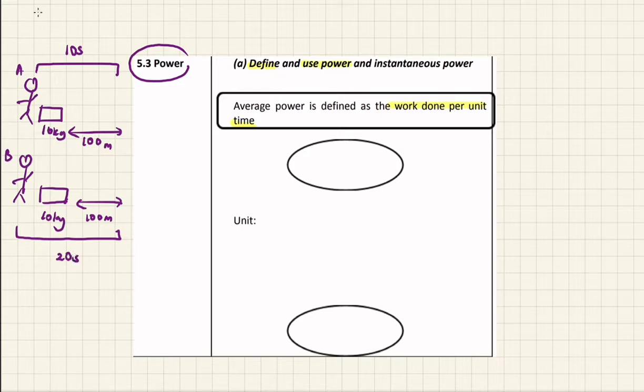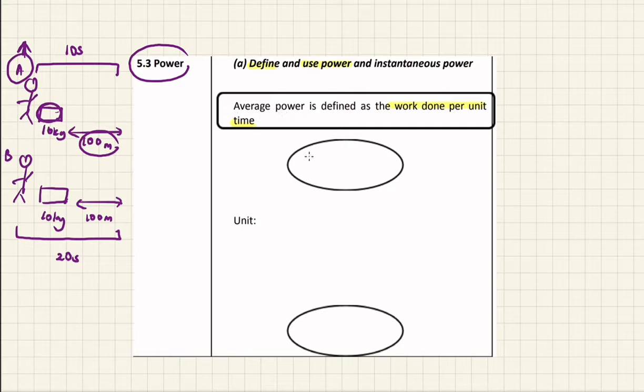So we can say person A has a higher power. Why? Because he did the work, moving the box across 100 meters faster compared to person B, who moved the box the same 100 meters but took 20 seconds. Power is defined as the work done per unit time. If you take a shorter time to do a certain work, your power is bigger. That's a brief explanation of what power is.